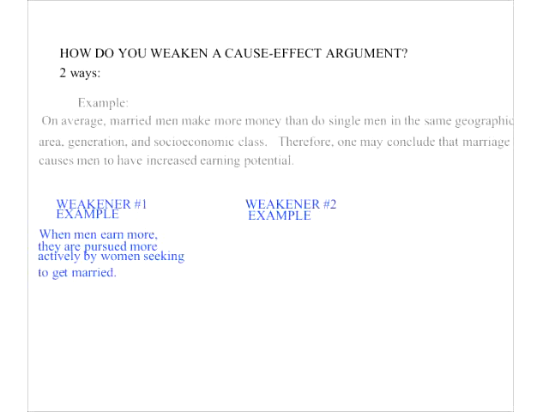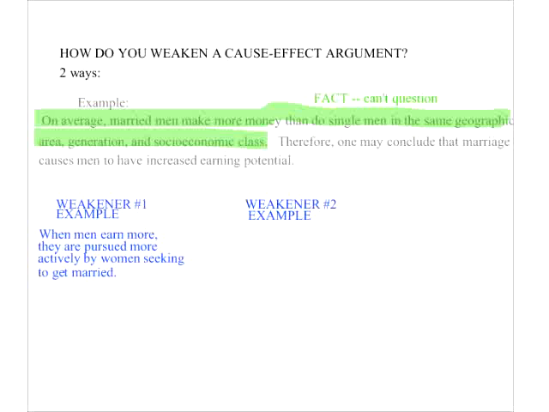So in this case, this is a weakener, because this is a fact, but we don't know why it's true. So that's a fact. You can't question this. This is the claim. This is what you can attack. You can provide alternatives to this claim, but we are just guessing that this is the case.